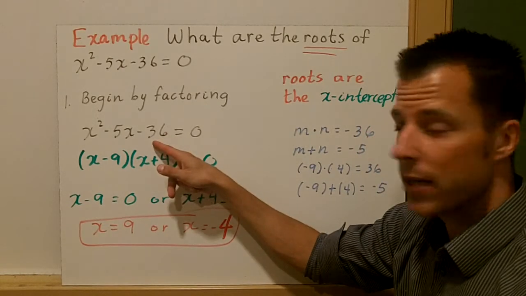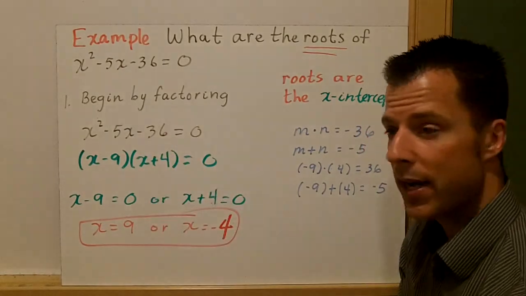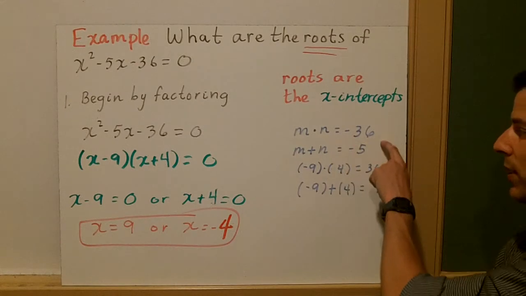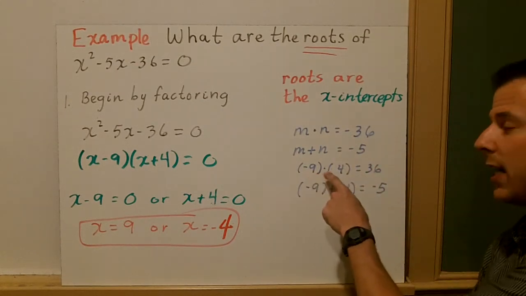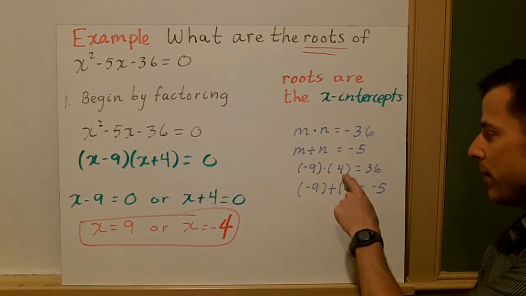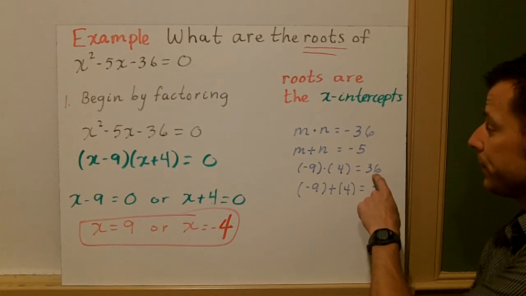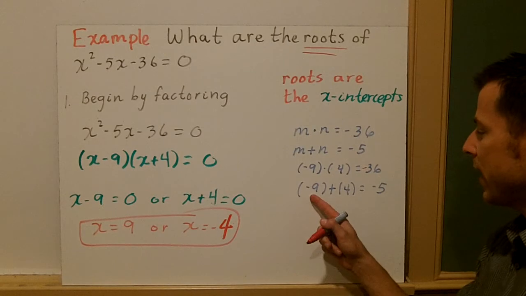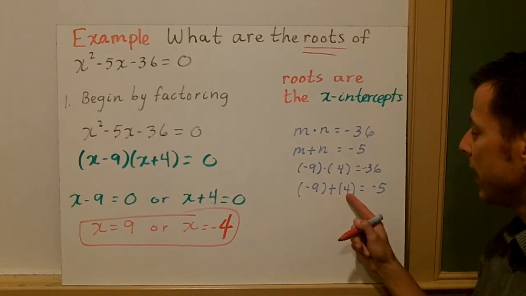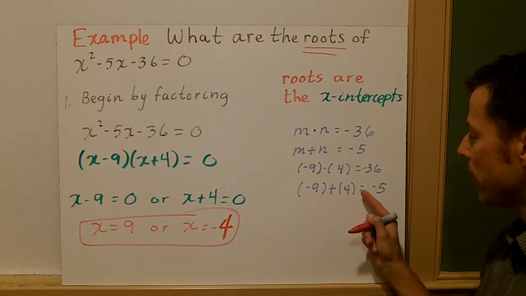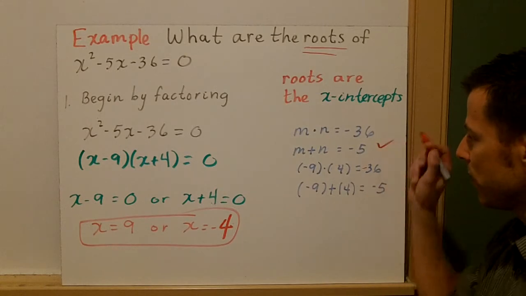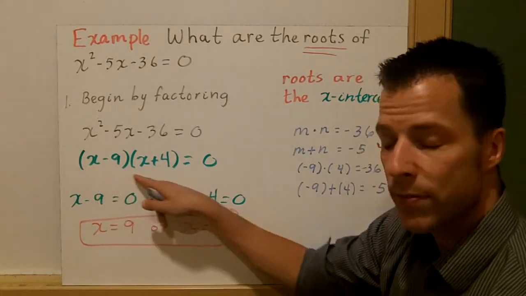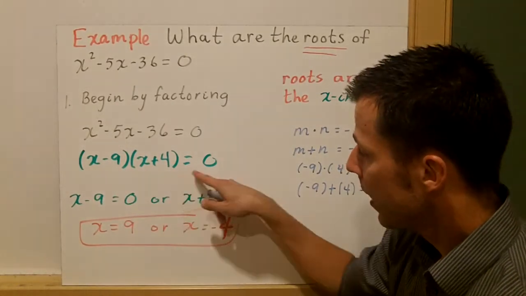Two numbers that multiply to be negative 36 and add to be negative 5. Here are my two conditions: negative 9 and 4. Negative 9 times 4 is negative 36. Don't forget that negative there. And negative 9 plus 4 is negative 5. So those are my two conditions. There are my factors, and they equal 0.